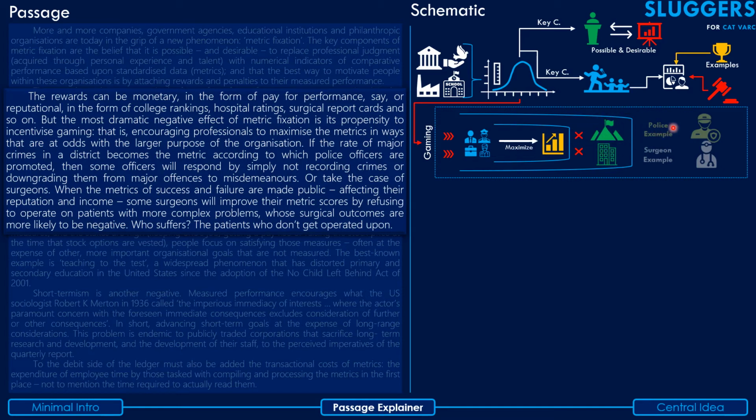Like here he has given an example of the police officer, where, suppose the metric is the rate of major crimes in a district, so as to ensure that his metric does not go down, the police officer might simply not record some major crimes, right? So that's a disadvantage. And he also provides the example of the surgeon, where he says that if the metric in the case of surgeons is the success and failure of the surgery, then surgeons might simply refuse to take up difficult surgeries where the outcome is likely to be negative, because in that case their metric might go down, because they're more likely to fail.